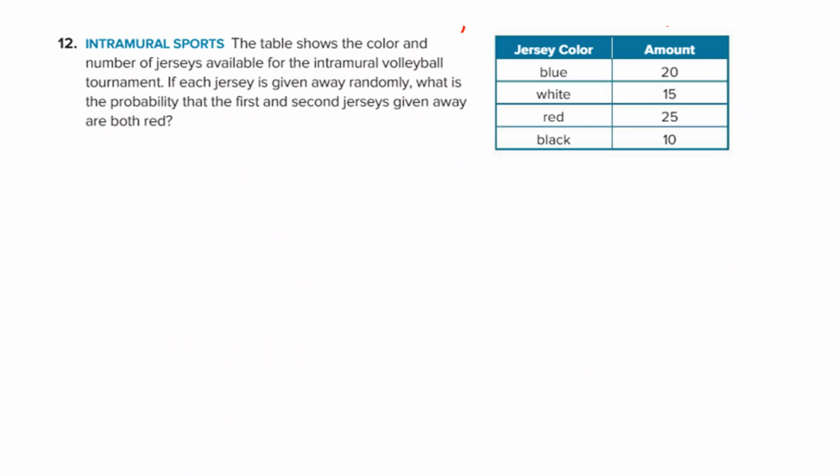Okay, I'll do one more question on dependent events. Now in this one we are already given a table, so let's use the table and read the problem. Also, while you read, highlight the important information. The table shows the color and number of jerseys available for the intramural volleyball tournament.